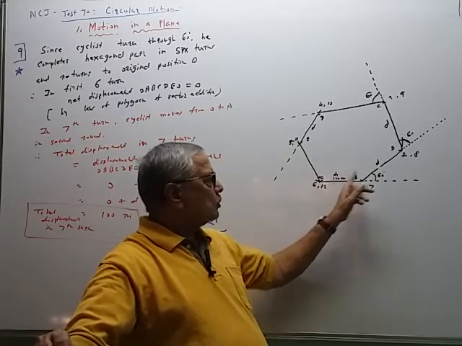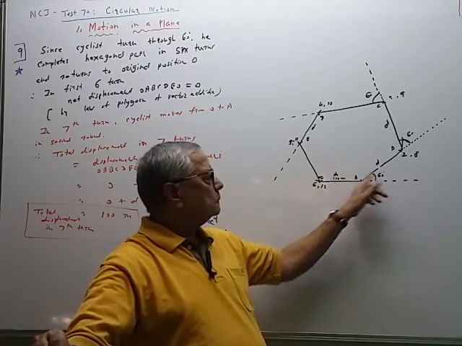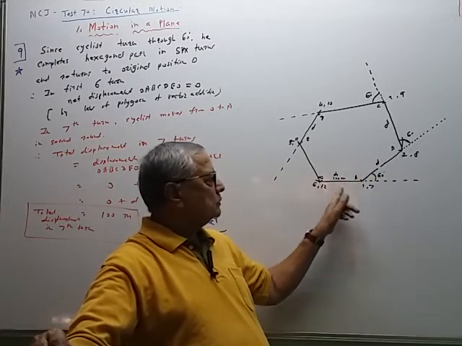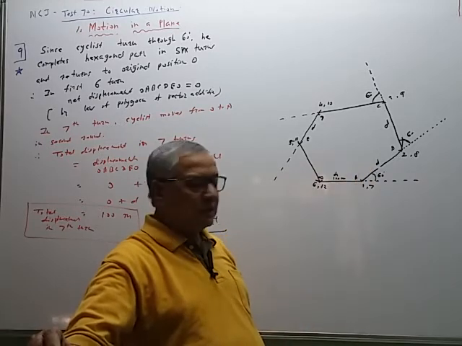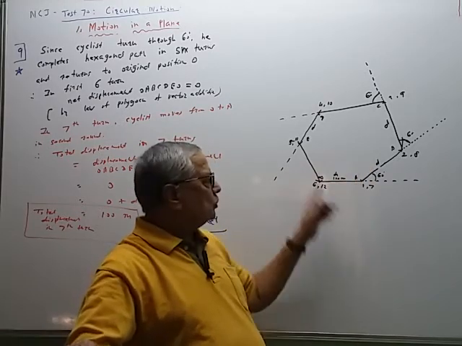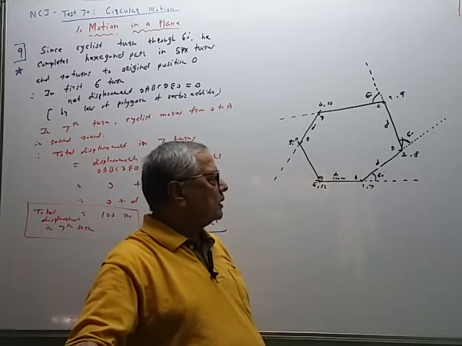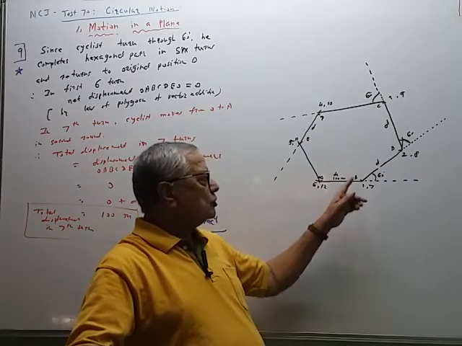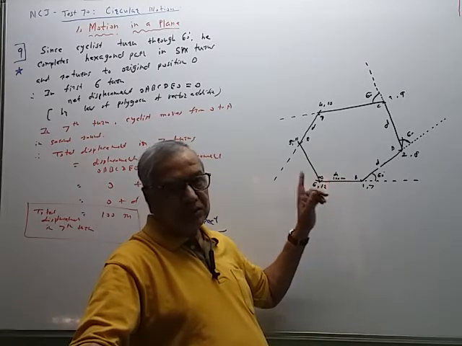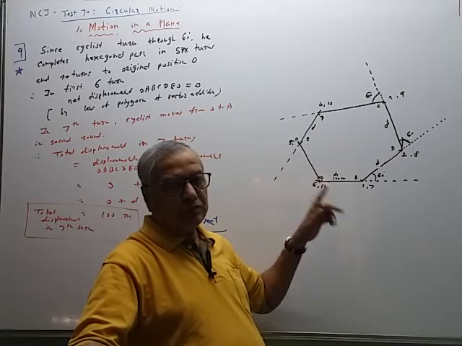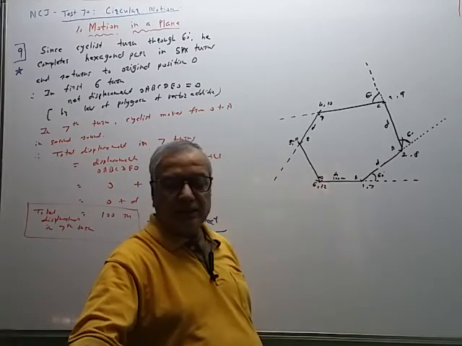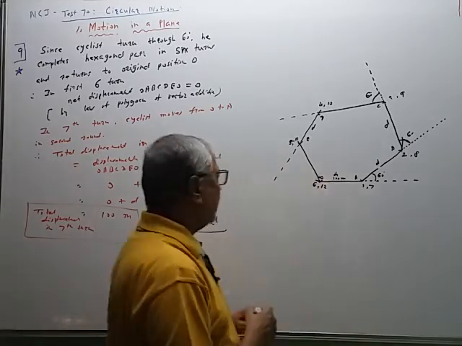So these are the two vectors, taken in order. So we can use the triangle law method like this. So we use the Pythagoras theorem. P square plus Q square plus 2 times PQ cos theta will give the resultant displacement.